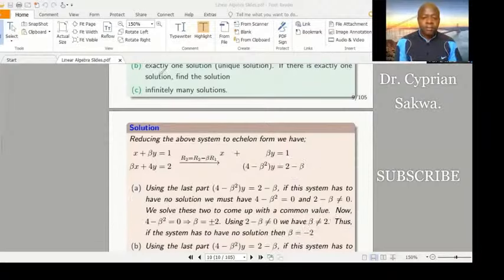Now, part B was, what should beta be if the system is to have exactly one solution, or a unique solution? And it continues and says that if there is exactly one solution, find that solution.